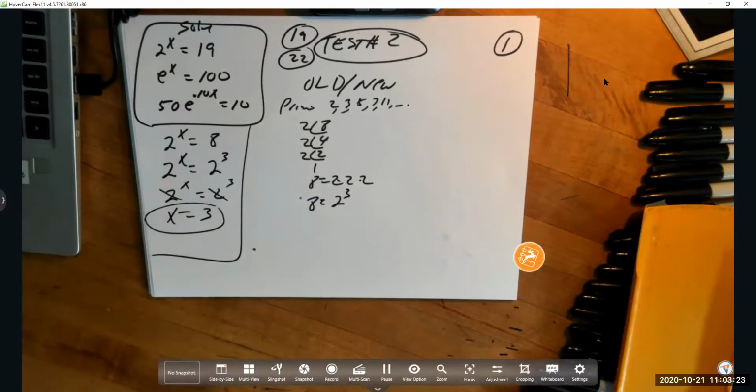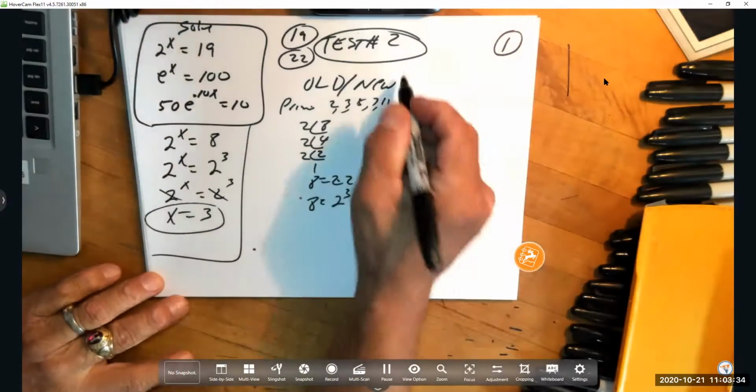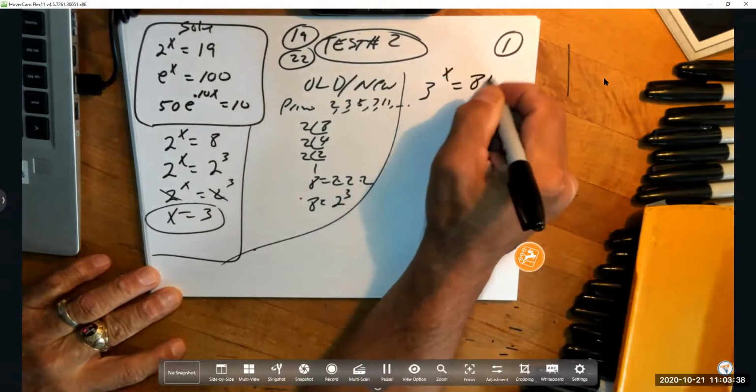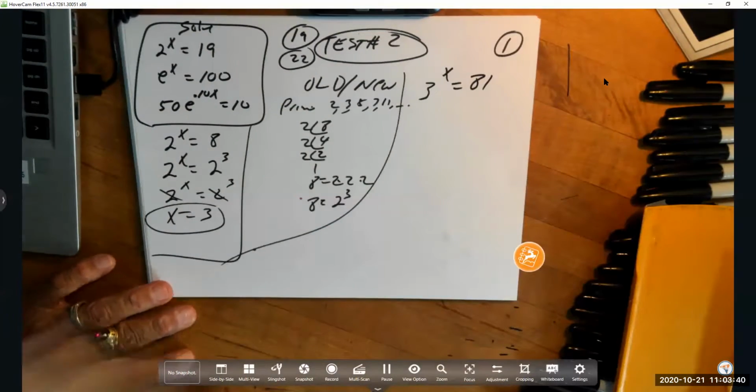Okay, is that okay for the Monday one? If it's easy numbers like that, 2 to what number is 8? You can find it pretty fast. Does that make sense? Give me a bigger number. How about this? 81. 3 to what is 81?